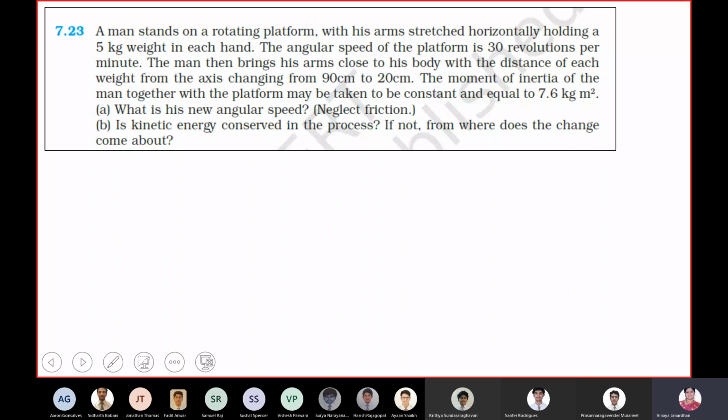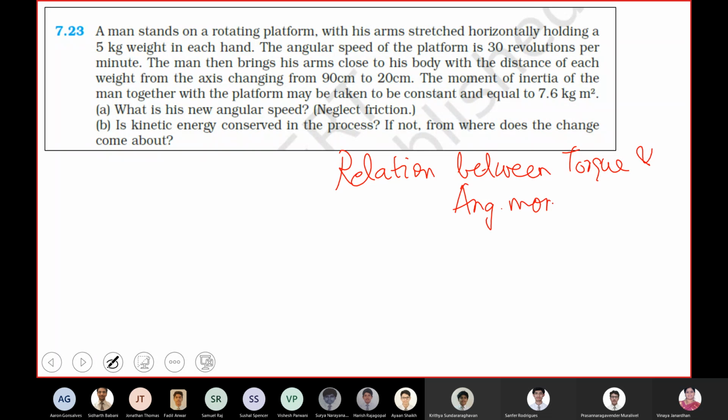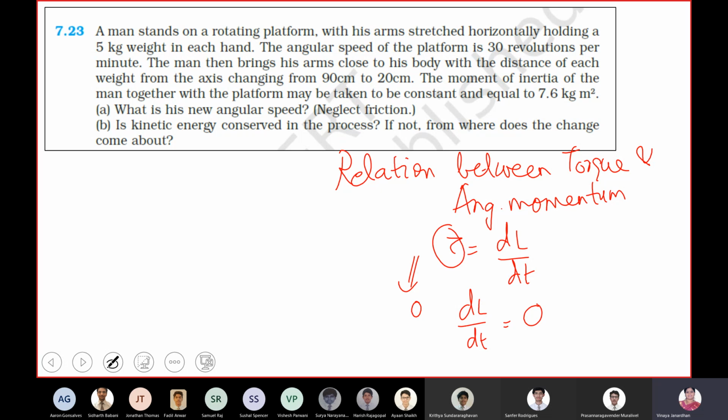Okay. Now, wait one second, because before going for this, there is a concept we have seen: the relation between torque and angular momentum. The relation between torque and angular momentum is tau is equal to dL by dt, right? If no external torque is acting on the system that is rotating, then dL by dt is 0.